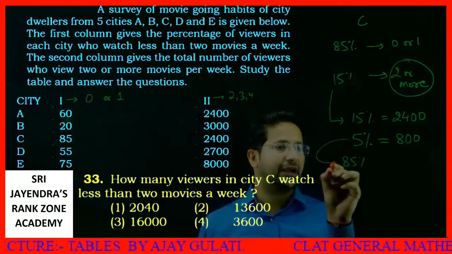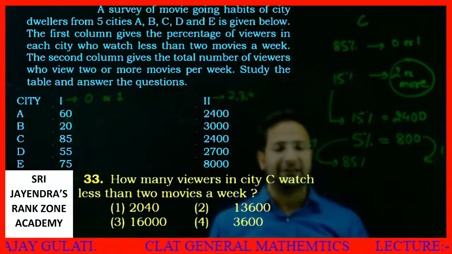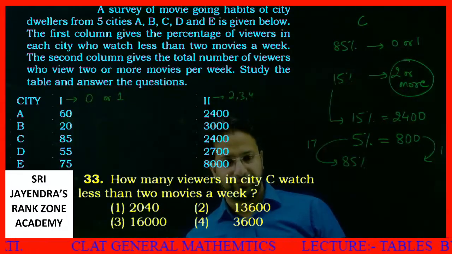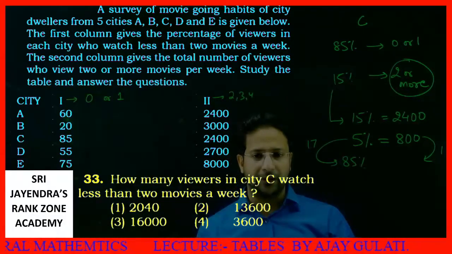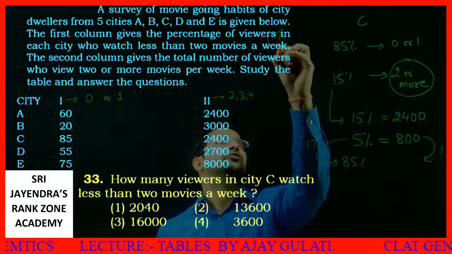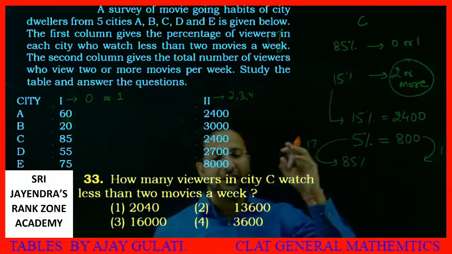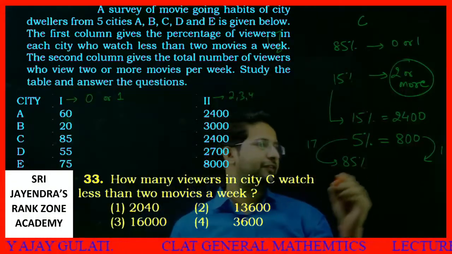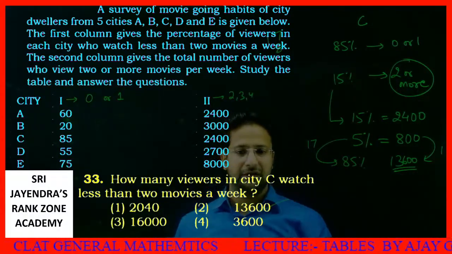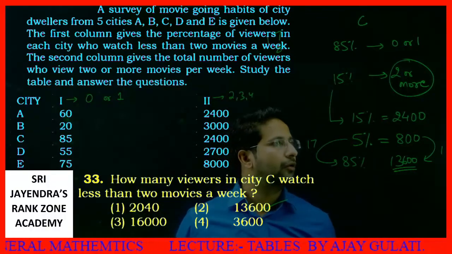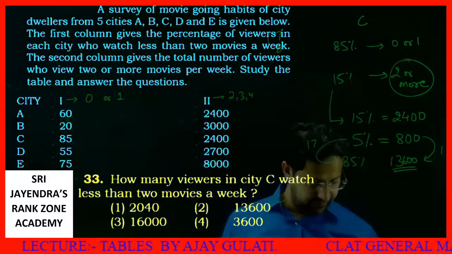85% is equal to what? You multiply 800 by 17. 17 into 5 is 85. 17 into 3 is 51. 85 plus 51 is 136. So this becomes 13600. Do we have any such option? Yes, this is the option 13600, option number 2. Does it make sense? Clear to everyone? Okay, let's move to the next question.